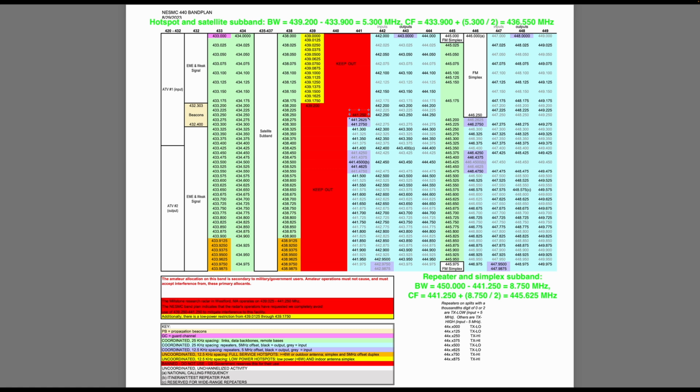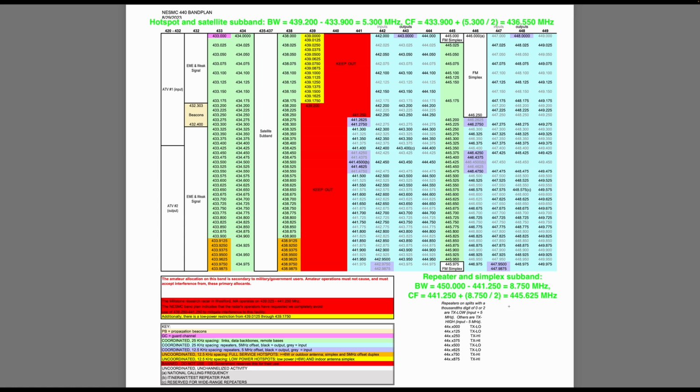441.250 megahertz. And so, using those two numbers, I did a little math to find the bandwidth of that subband and then the center frequency of the subband, because my antenna analyzer by default works in terms of a center frequency and a bandwidth, actually half of a bandwidth.